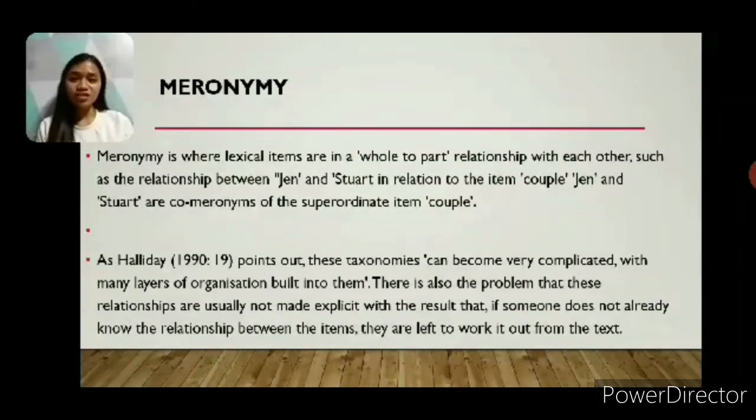As Halliday in 1990 points out, these taxonomies can become very complicated with many layers of organization built into them. There is also the problem that these relationships are usually not made explicit, with the result that if someone does not already know the relationship between the items, they are left to work it out from the text.